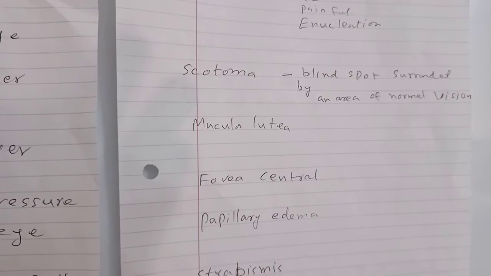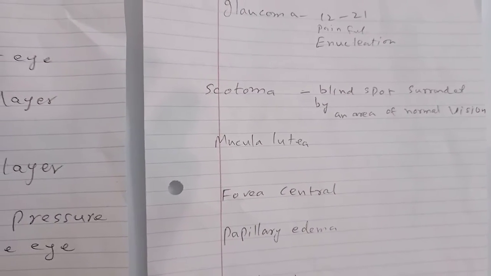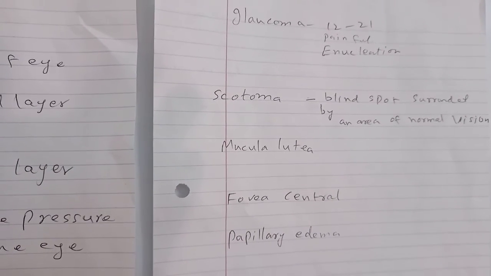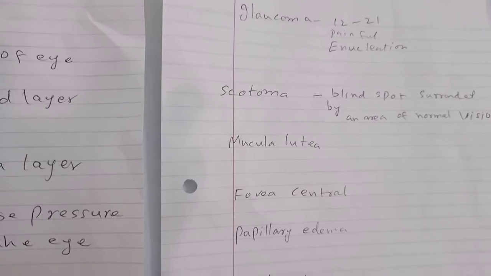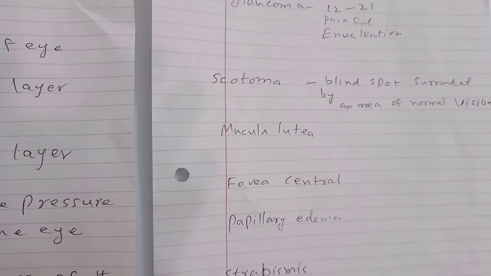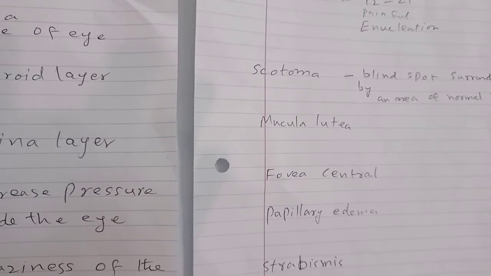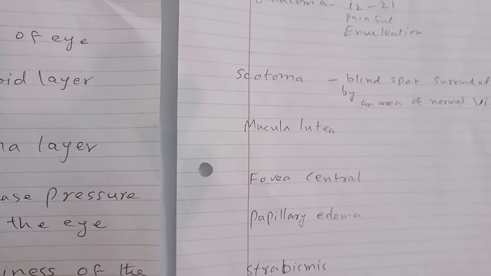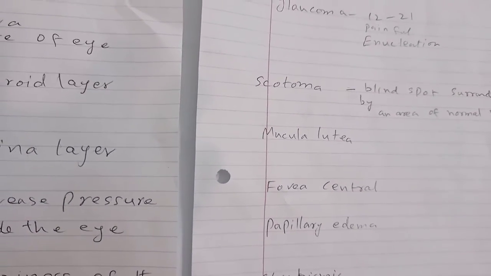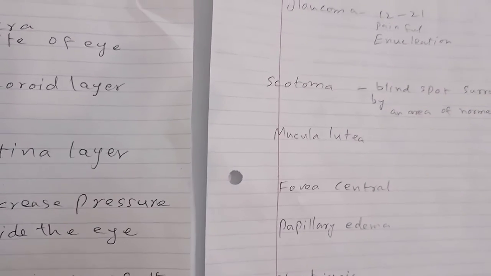Macula lutea. Macula lutea is present in the center of the retina, directly behind the pupil. It is the area of sharpest vision. Macula is spot, lutea is yellow. So this is the yellow spot exactly in the center of the retina.